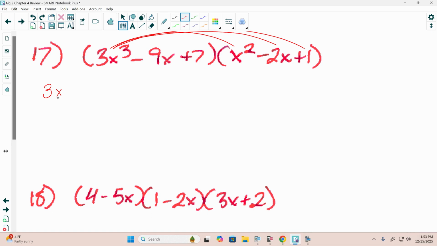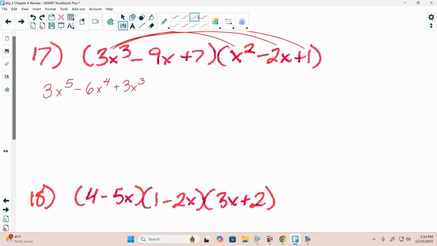We'll still have the 3, because 3 times the number in front of x squared, 3 times 1, is 3. X cubed times x squared would be x to the fifth. So we get 3x to the fifth. 3x cubed times negative 2x: 3 times negative 2 would be negative 6, and x cubed times x would be x to the fourth. Then lastly, 3x cubed times 1. Well, that's just plus 3x cubed. If we're multiplying it by 1, we just get that number back.